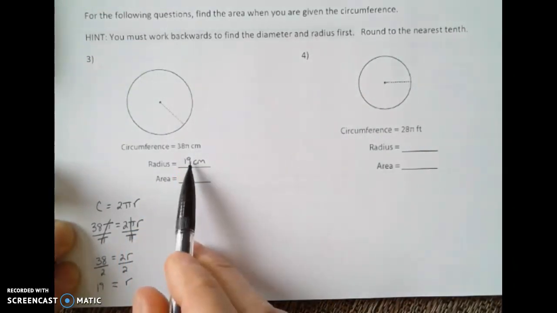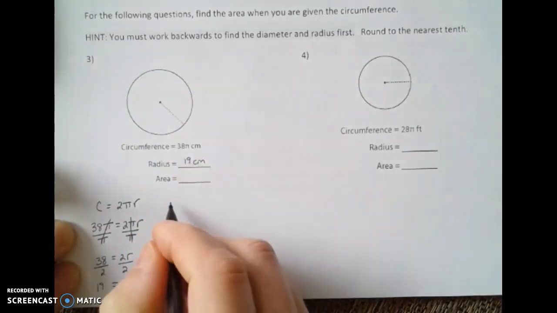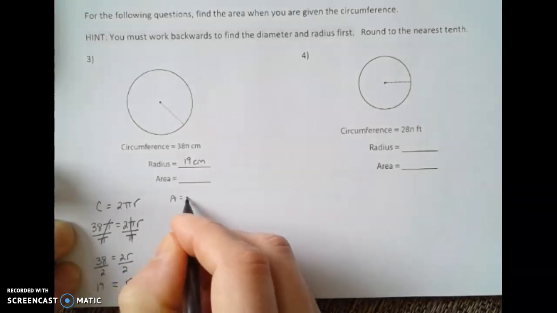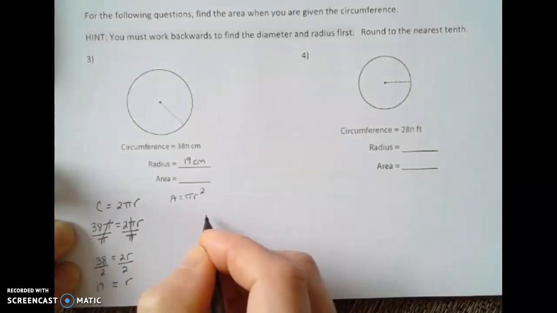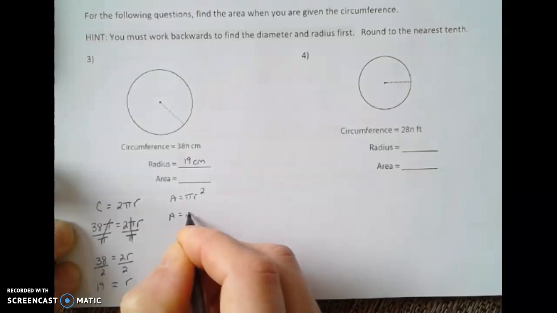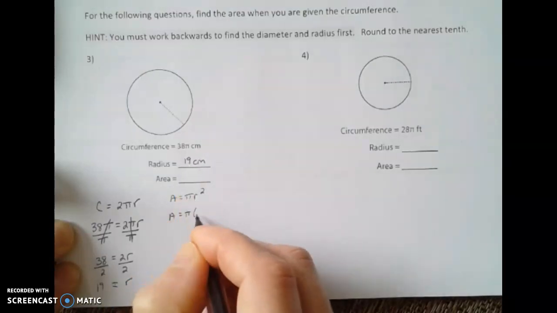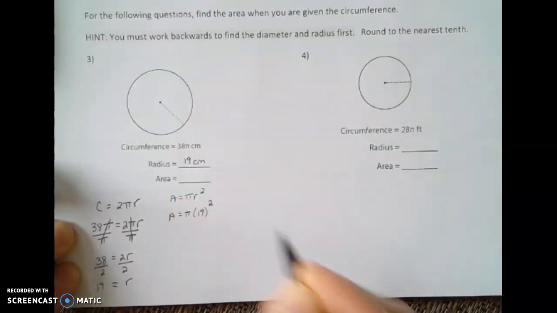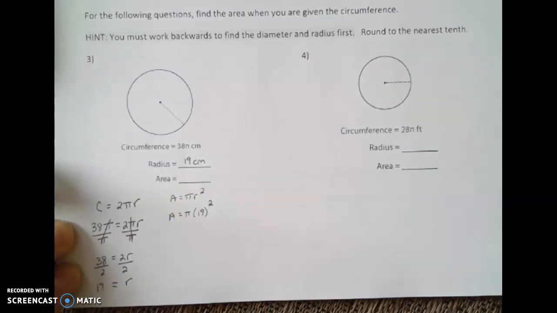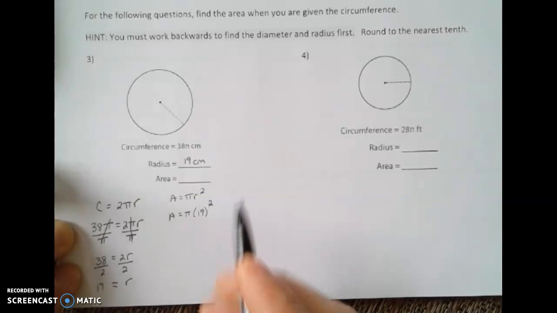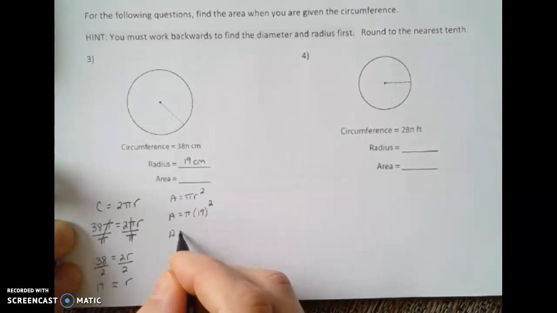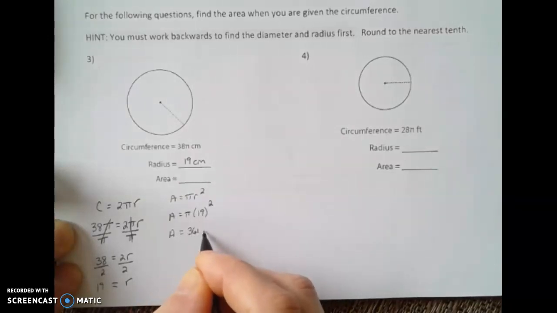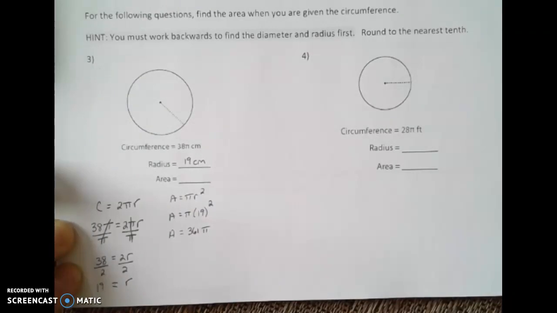This is the value that we're going to use to find the area. The area formula, A equals pi r squared. And I'm going to substitute in the radius, which I just found to be 19. A equals pi times 19 squared. Using order of operations, we'll do 19 to the second power. 19 times 19, well, that's 361 pi. Okay, 361 pi is the area.